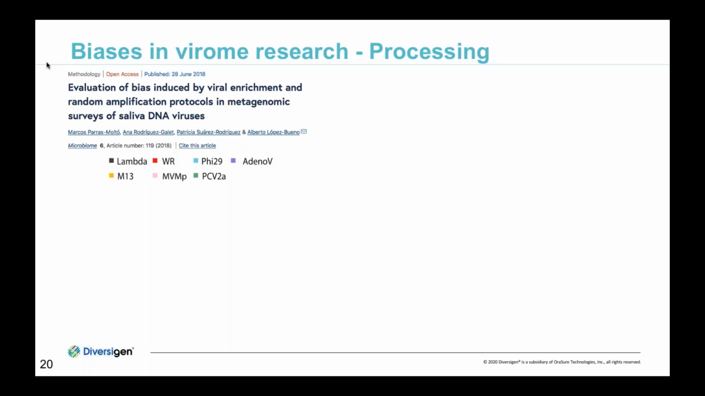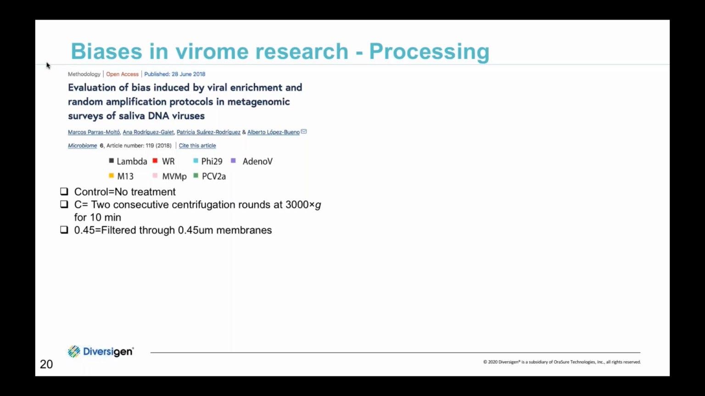And there were several different arms of the study. The first arm included no treatment. The second arm included 2 consecutive centrifugation rounds at 3000 Gs for 10 minutes. The third arm included a filtration step through 0.45 micron membranes. The fourth arm of the study included a filtration step through 0.22 micron membranes. The fifth arm included what is known as an iodixanol cushion, which is a method to concentrate and partially purify viruses.